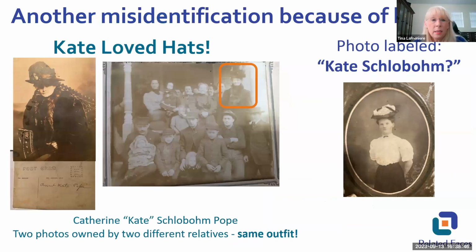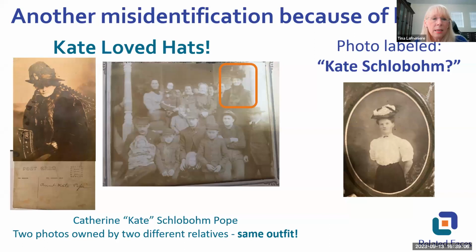Here's another misidentification of Kate. On the left is a photo of Kate owned by my cousin, and you can see it's labeled on the back. What I'd like you to notice is her clothing. In the middle is my unlabeled photo, and it's very easy to pick out Kate in the photo. She's wearing exactly the same outfit.